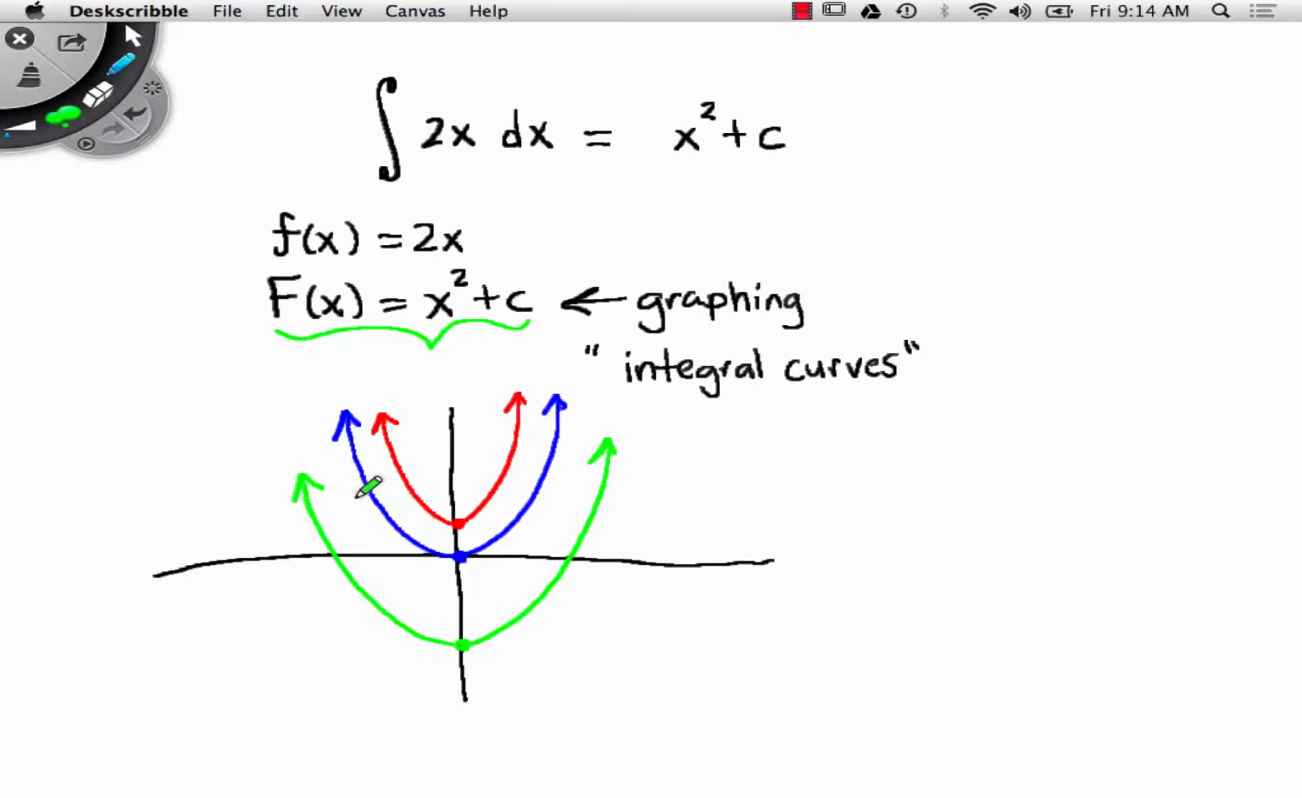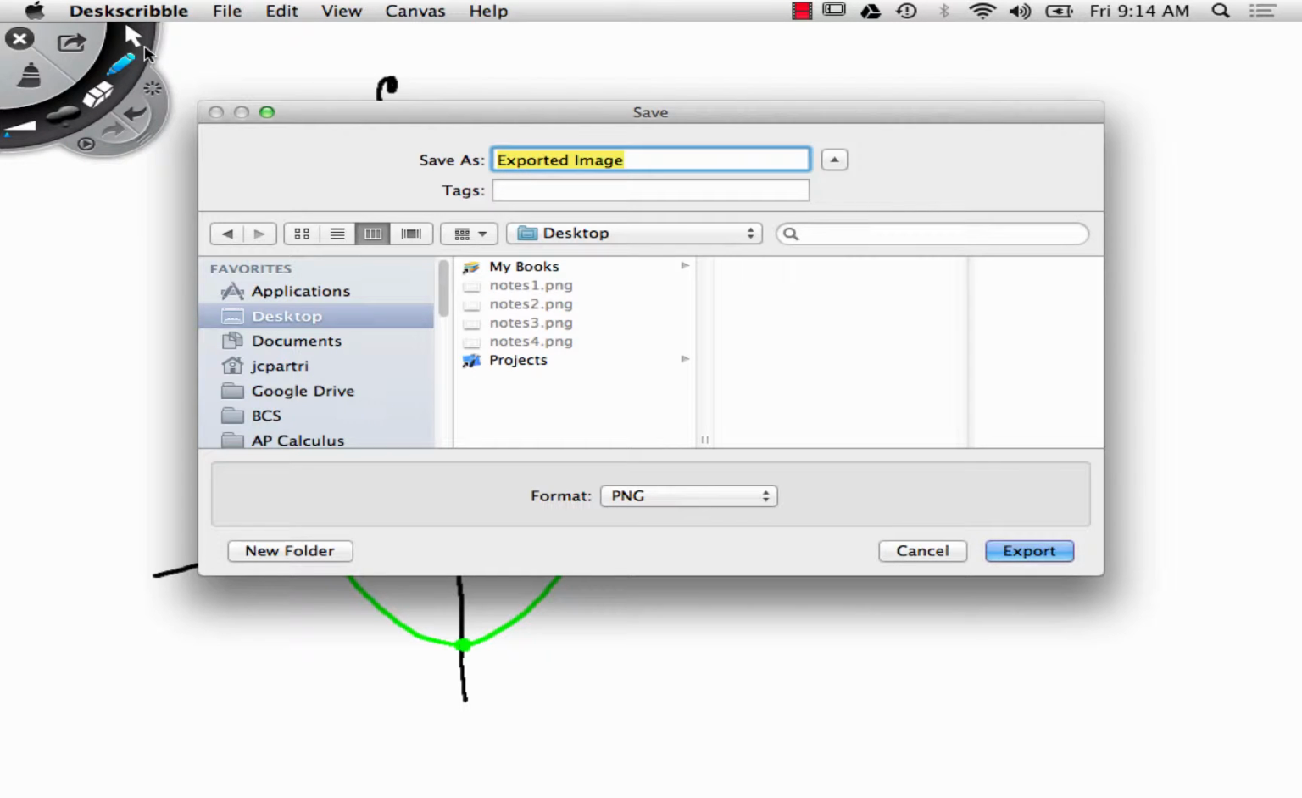Okay? Now, let's say, what am I on now? Notes 5?